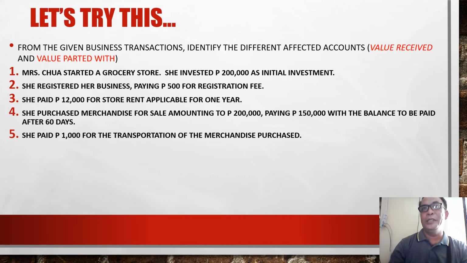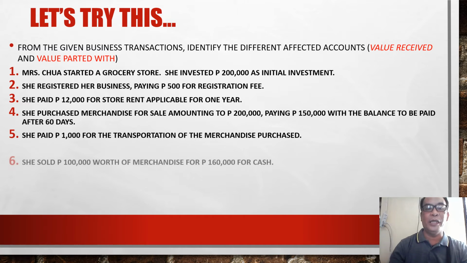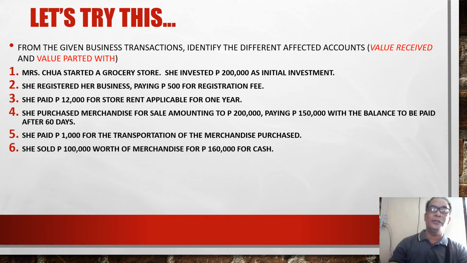So, identify natin na cash automatically ang ibinayad. For number 6, she sold 100,000 worth of merchandise for 160,000 for cash. Ibig sabihin, nakabenta daw siya ng halagang 100,000 worth of merchandise, pero napalabas niya itong 160,000 for cash. Ano po? So, nakatanggap siya ng cash.